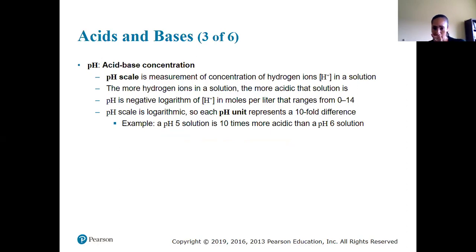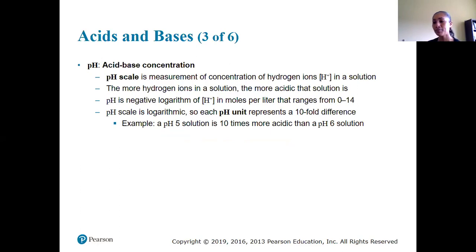The pH scale is logarithmic, so each pH unit represents a tenfold difference. What we mean by that is, for example, if a solution has a pH of 5, then it is going to be 10 times more acidic than a solution with a pH of 6. Does that make sense?